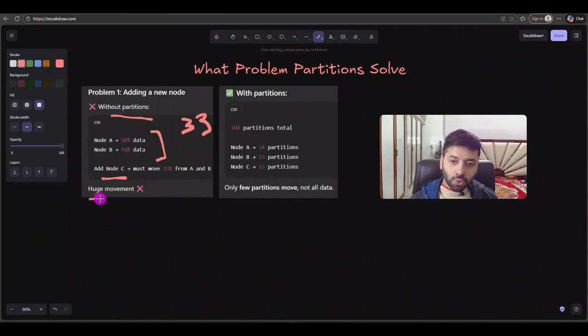So there would be a huge amount of movement of data from node A and node B to node C. Clearly we will have to move 33% of the data from node A plus node B, because that will shift to node C. That is why we said it's a huge movement. Now with partitions, what we will do is have 100 partitions in total, and those will be distributed among the nodes. Node A has 34 partitions, node B has 33 partitions, and node C has 33 partitions.